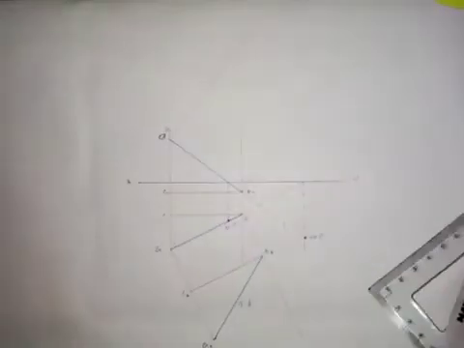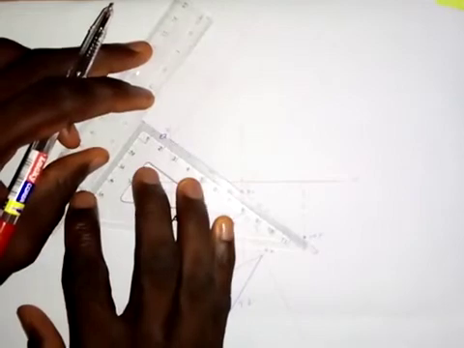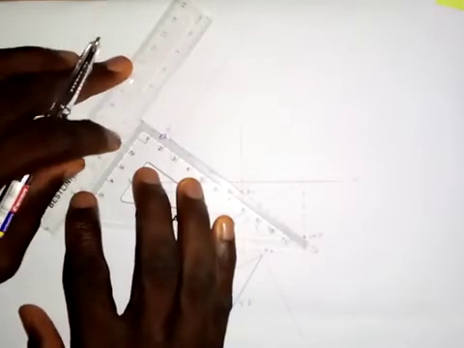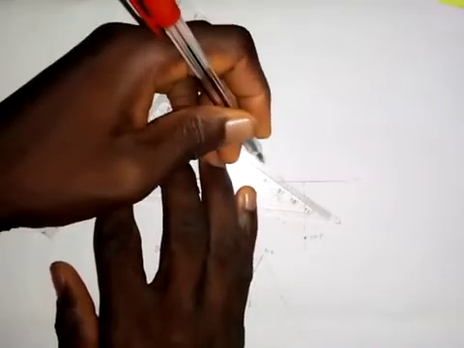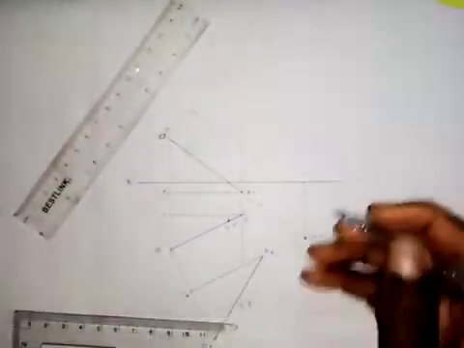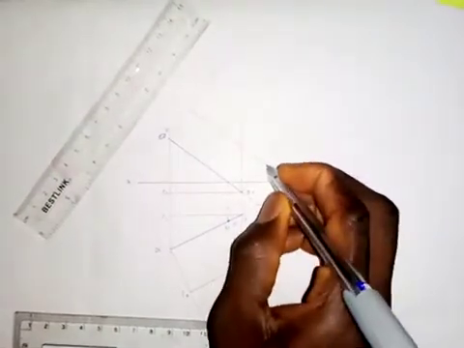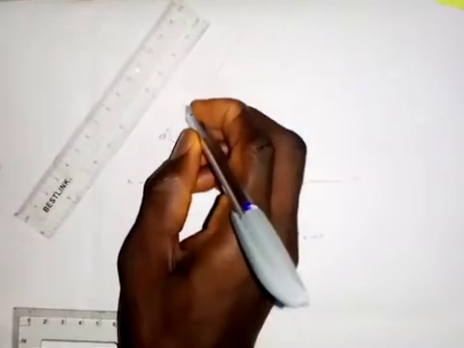Okay, so next thing I'm going to do is to take my set square and set it on this line A2B2 here, which is the plan. Then I will shift it to any distance that I like. So this is okay for me like this. So this point here is point B4, and this is point C4.